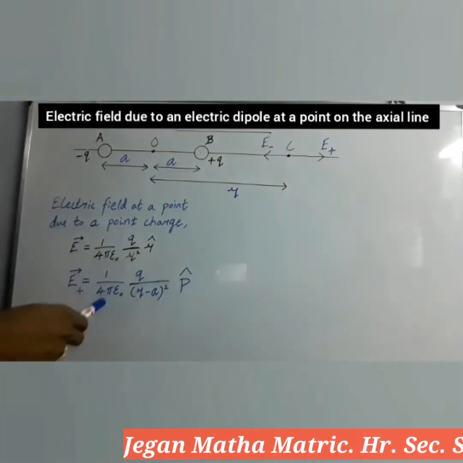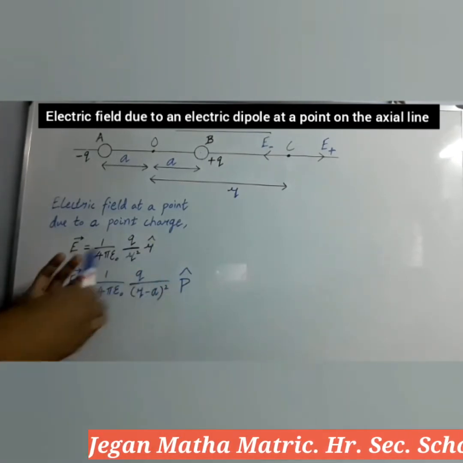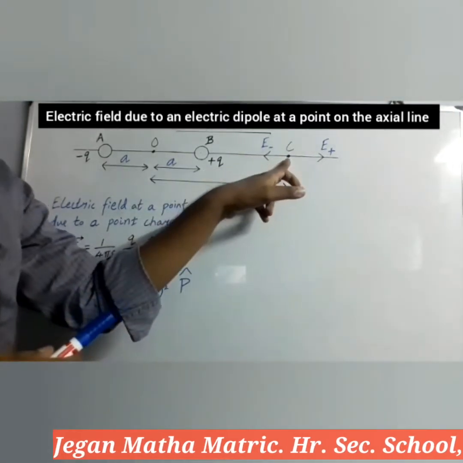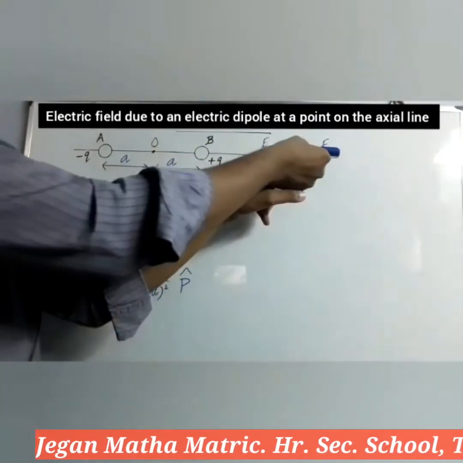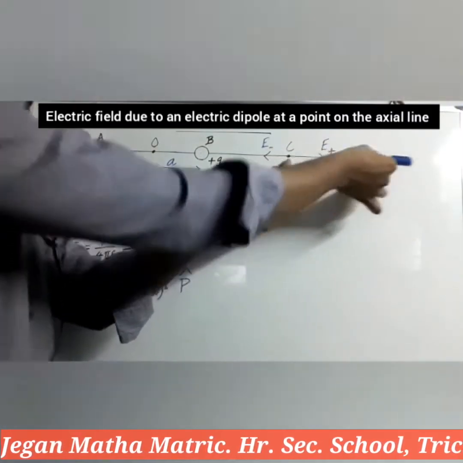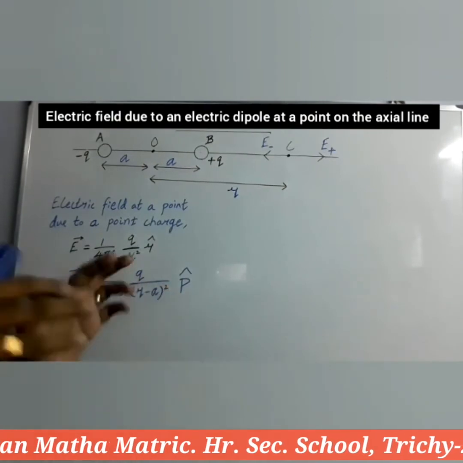Here in this expression I have written the unit vector p cap that has the positive value. To understand that, let us take C as the origin. Then what is the direction of the electric field given by the positive charge? It acts along the positive x-axis. So this unit vector will have the positive value.